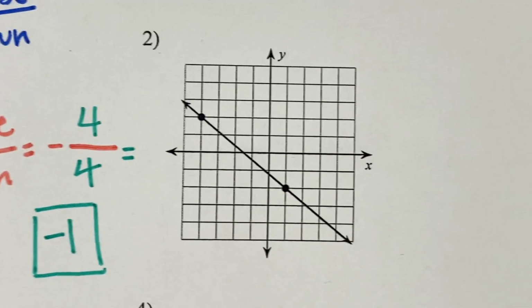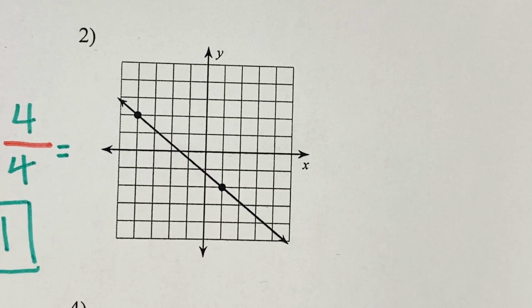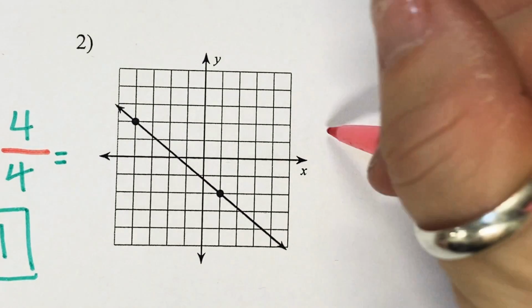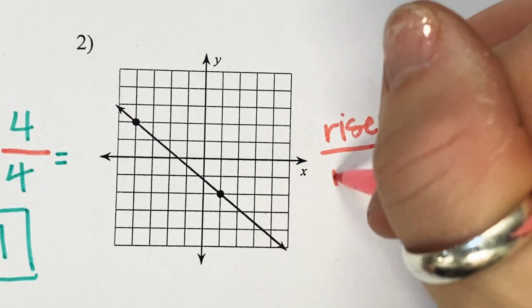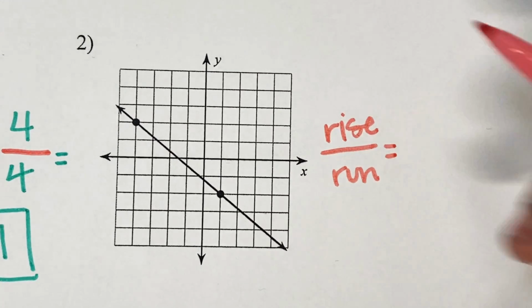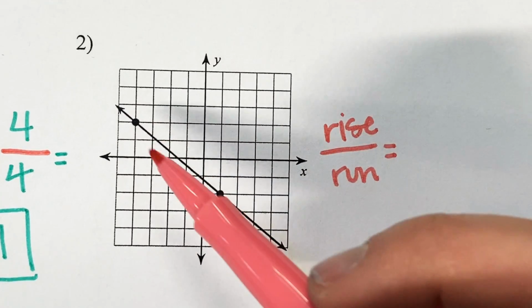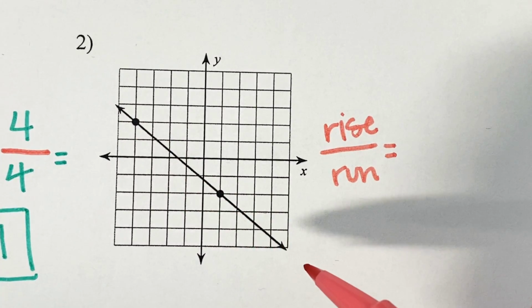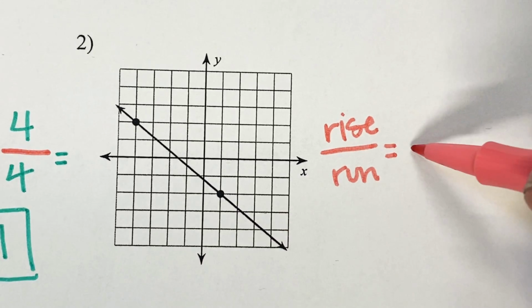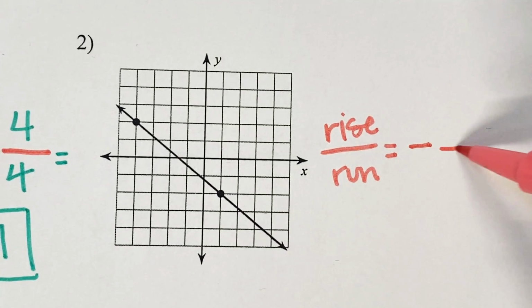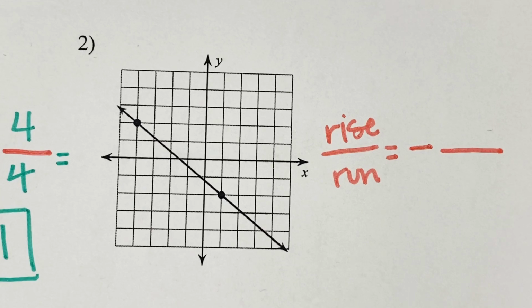Okay, so let's do the same thing for number 2. So we're given a graph that tells us we need to use rise over run. Okay, first thing, is this going to be a positive or a negative slope if it's going down and to the right? Remember, down always is negative slope. So I'm going to put that negative sign right out there in front, first thing.